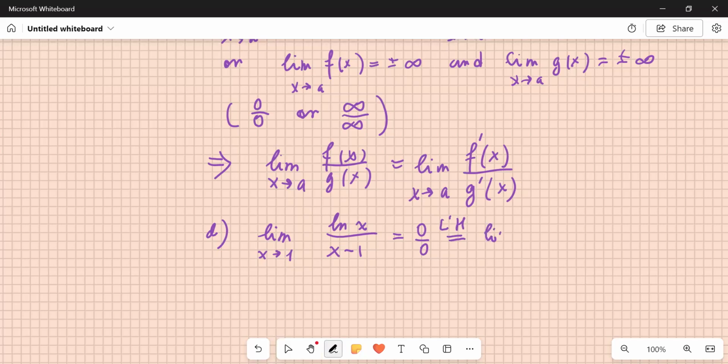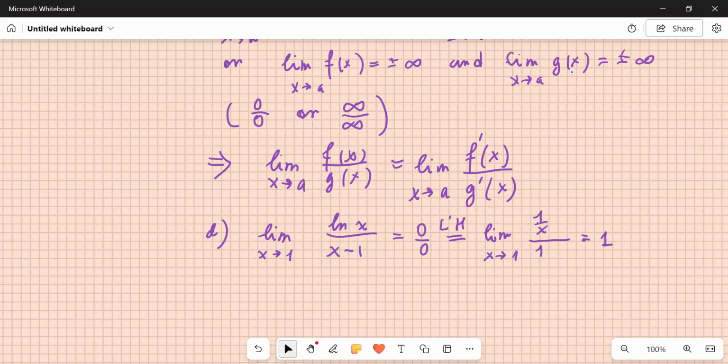L'Hopital's rule tells us that we'll need to calculate the limit as x approaches 1 of the derivative of the numerator, which is 1 over x, right? And the derivative of the denominator: the derivative of x is 1, and the derivative of minus 1 is 0. So here we can just calculate this limit by plugging in 1. 1 over 1 over 1 is equal to 1. So this indeterminate form actually is equal to 1. So this limit equals 1.